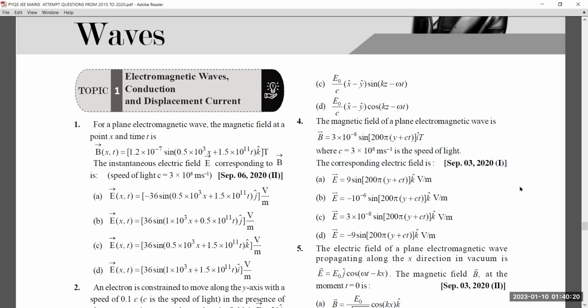So D cannot be the answer. The electric field vector and the magnetic field vector must have the same phase, which means if I express one as a sine of kz minus omega t, the other must be sine only. In option D, it is cos, so there is a phase difference of pi by 2.